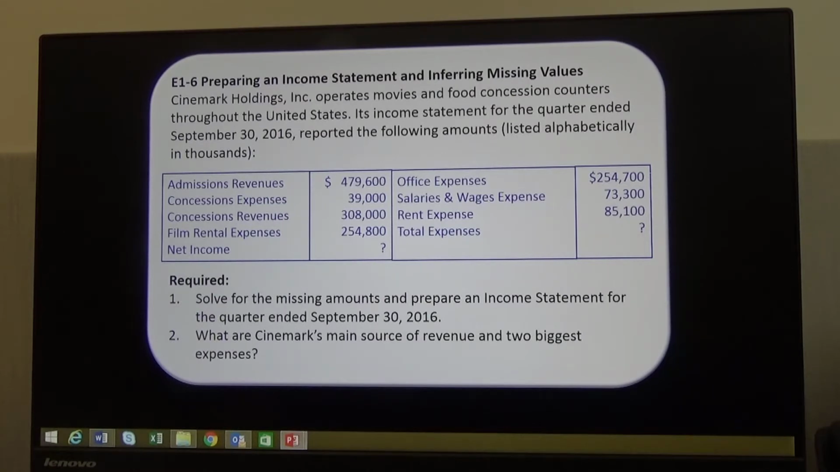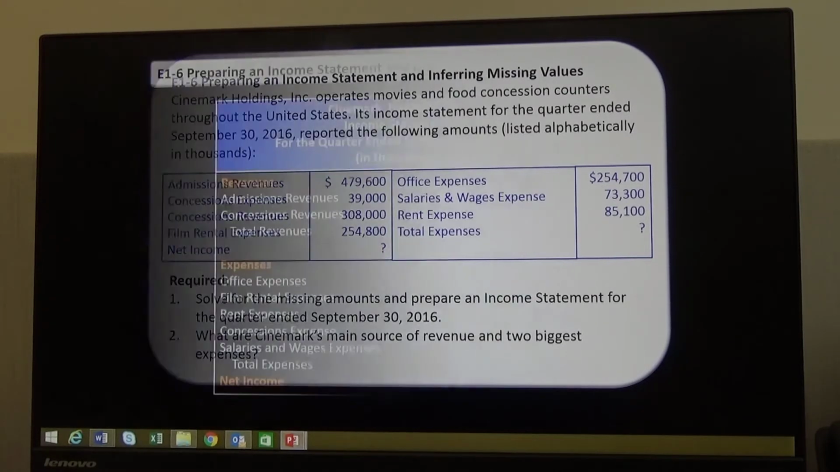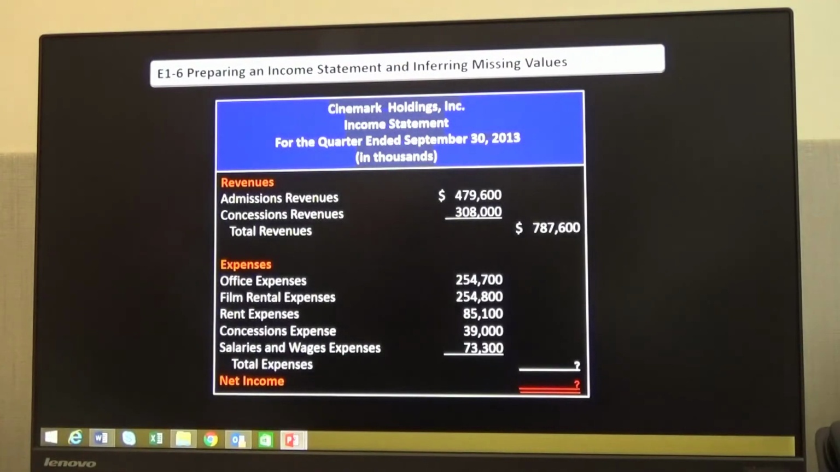And then you have to know which one goes on which statement, not only where they go on that statement. And so in this case, we're simply going to start with the revenues, and we'll list our revenues, and then we'll list our expenses. You'll total the revenues, you'll total the expenses, and that's one of the question marks, and then you'll subtract the total expenses from the total revenues to get the net income. And so to fill in that first question mark, total expenses would add up to that, and the net income would then be $80,700.